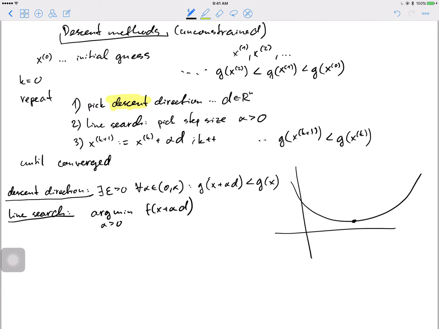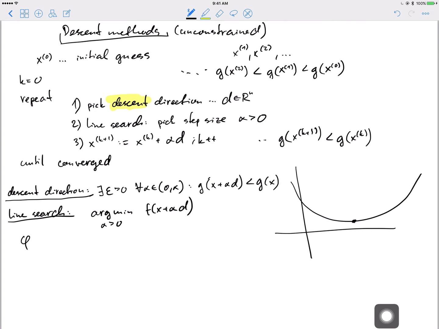Does that make sense? Once you have picked a descent direction, you are down to a one-dimensional optimization problem. So we are at a point, we pick a direction, and we'll say how far in this direction I should go to minimize my function as much as possible, okay? And that, of course, amounts to minimizing just this function, and that's a function of a single scalar parameter.